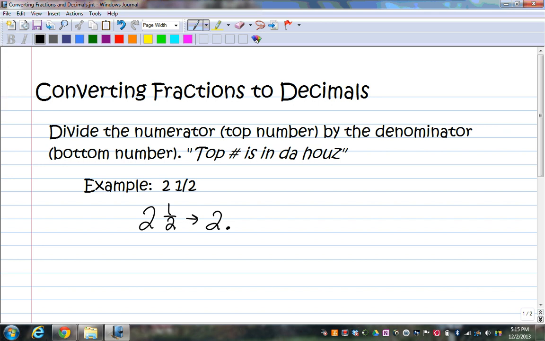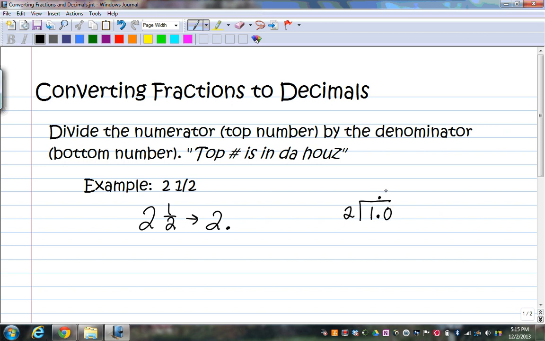What you would do is you take the numerator, which is the top number, and divide it by the denominator, which is the bottom number. Remember that the top number is the one that goes in the house, meaning top number 1 goes in the house. It kind of looks like a house, see? In the house. And then that means 2 goes outside. Now, 2 cannot go into 1, so you add a decimal, and it goes straight up, and then you add a 0 here.